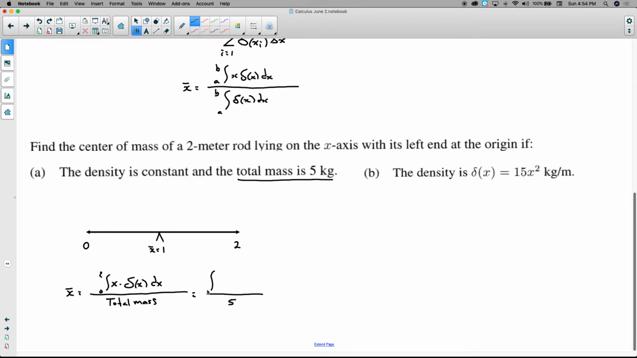So then all we really need to concentrate on is what is the density function? Well, density is mass divided by length in a one-dimensional case. It's mass divided by area in a two-dimensional case, and mass divided by volume in a three-dimensional case. But here, our density function is equal to the mass divided by the length, and it's just a constant.